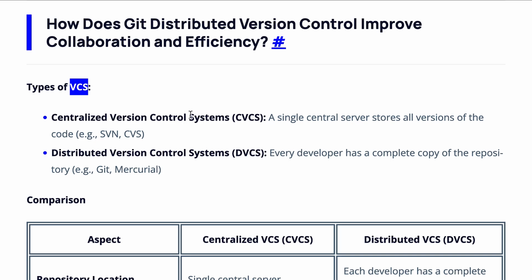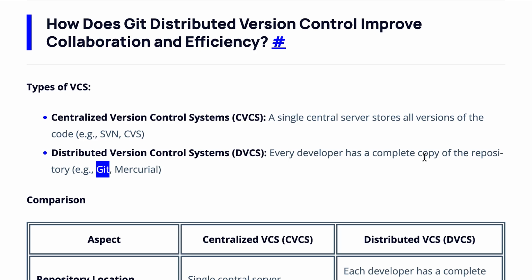In centralized version control systems, a single central server stores all versions of code. Whenever a developer checks out code, you are checking out a snapshot of what the current version of the code is. You will not be checking out the entire history. However, when it comes to DVCS, or distributed version control systems, every developer has a complete copy of the repository. If you are checking out code from a Git repo, you would get not only the current version, but also a complete copy of the repository, including history.